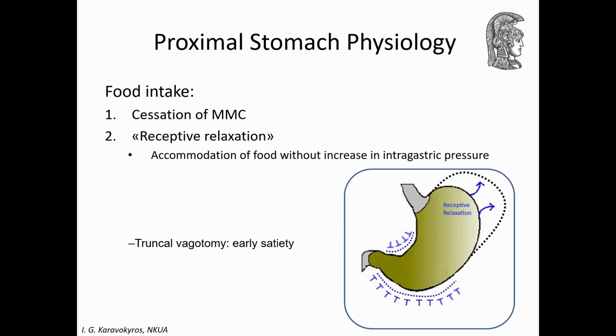The upper part of the stomach functions as a reservoir. Food intake abolishes the cyclic MMCs and activates receptive relaxation. This is a reflex mediated by vagus, which relaxes the muscles of the fundus, allowing the accommodation of food without increase of intragastric pressure. Vagotomy abolishes this reflex, which explains the early satiety even if the stomach itself remains intact.